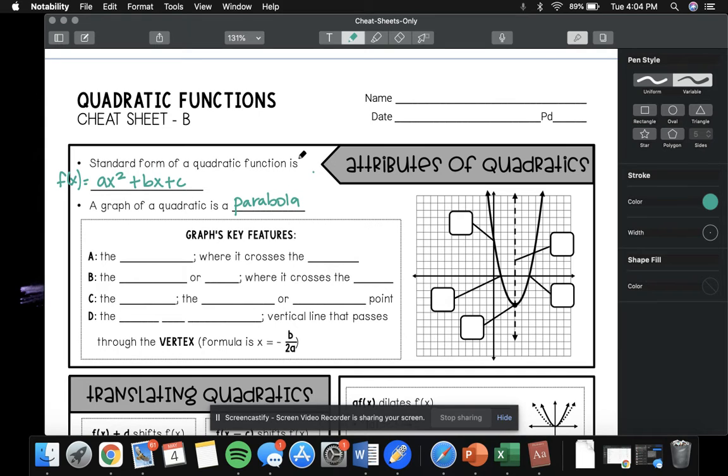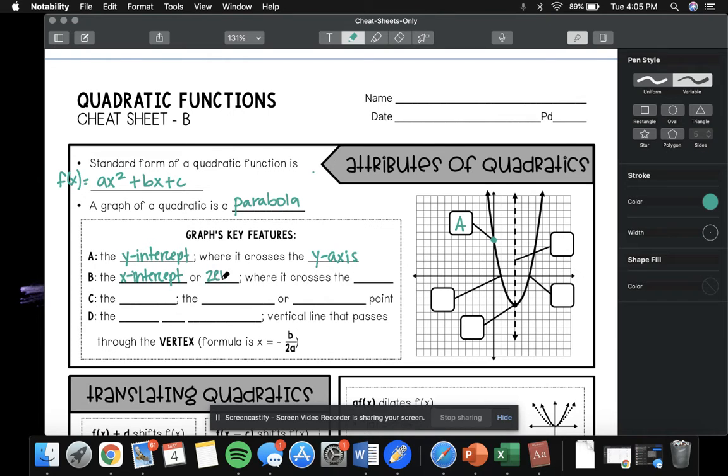Okay, so just some basic features. We're going to look at them visually and then write it out. So first we have the y-intercept, where it crosses the y-axis. So this would be your y-intercept, and we'll just label that A. Then we have our x-intercepts.